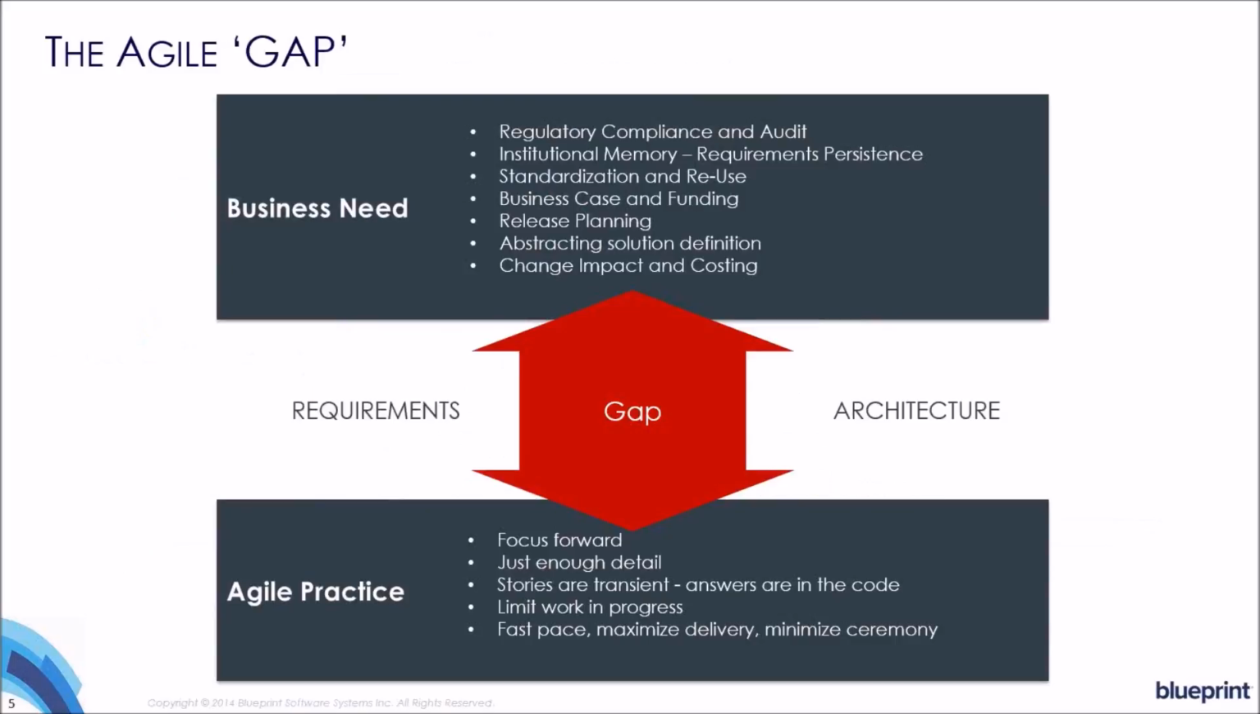Agile has many characteristics. However, to give you a flavor, here are some of them. Focus forward, providing just enough detail, stories are transient, really limit work in progress, and it's really fast-paced, maximum delivery, and really minimize the ceremony. These are great principles when your focus is mainly on the end-user community and the application that is being built.